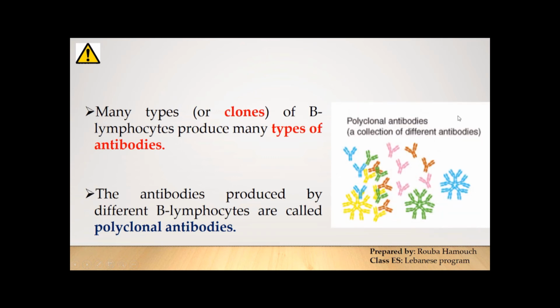Here, as you can see in this document, we have different types of antibodies produced by different types of B lymphocytes. That's why they are called polyclonal antibodies. Remember that when you see the exclamation mark, this means that this slide and this information should be studied, even memorized.